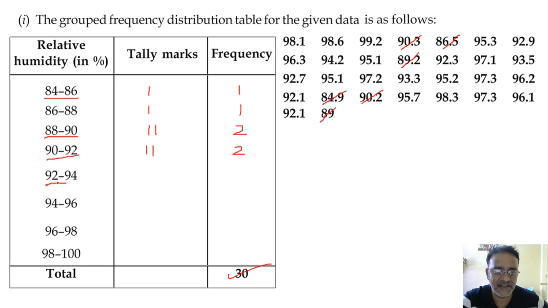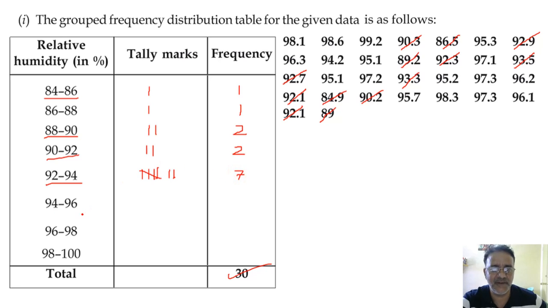Okay, 92 to 94. 92 is included, 94 is not included. चलो, we'll start with the first row. अगर कोई छूट रहा है तो बता देना. 92. So one number. Second row 2, 3, 4, 5, 6, 7. Anything is left out? So 7 numbers are there. 1, 2, 3, 4, 5, 6, 7.